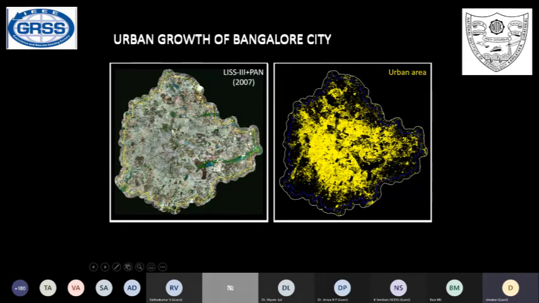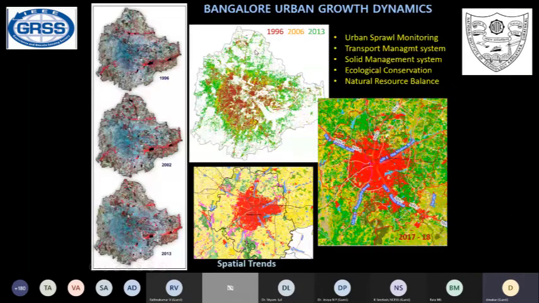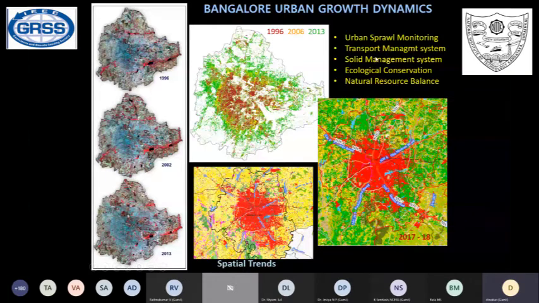In the 2007 image, you have traversed from 65 to 2007, and when you go beyond, you are able to see how we are getting away from the municipal boundary. Possibly you need to redefine the municipal boundary, the transport management system, the solid waste management system, the ecological conservation, as well as how we can sustain such kind of urbanization.